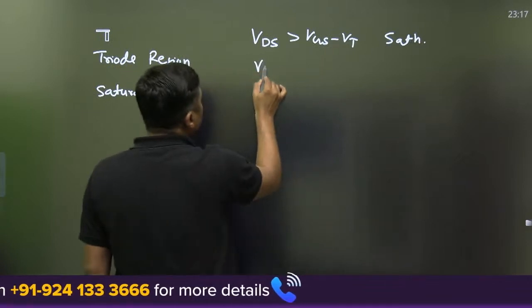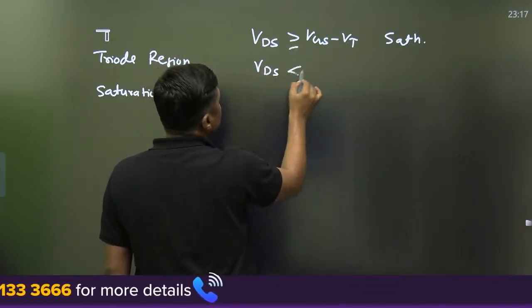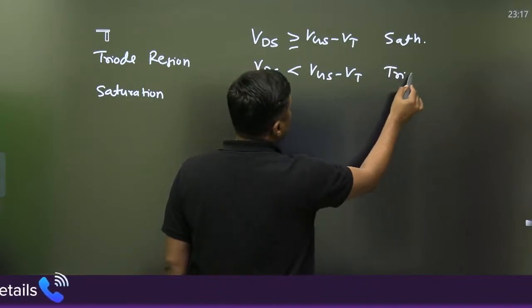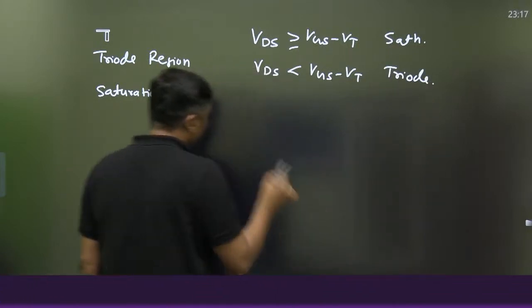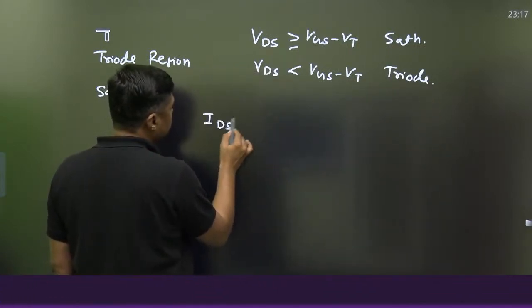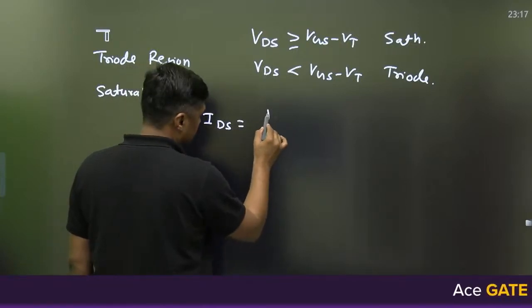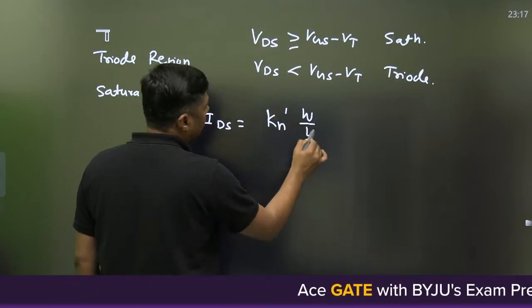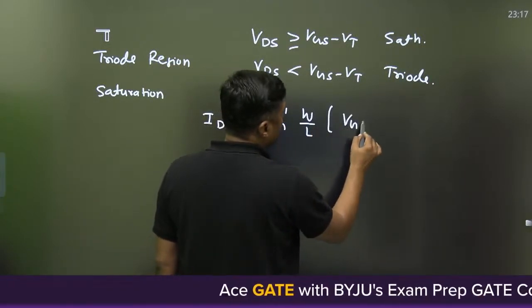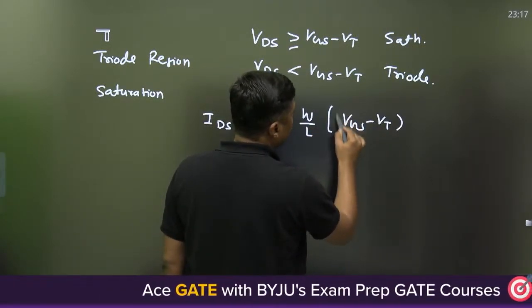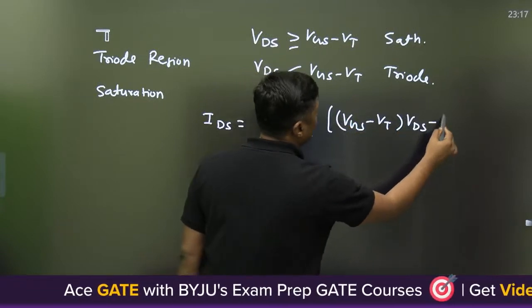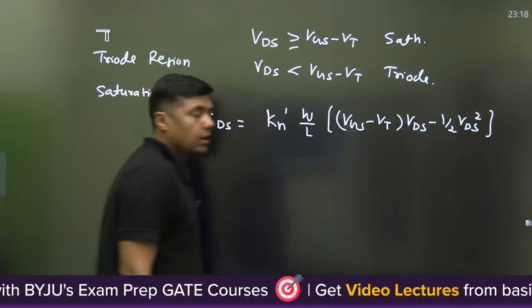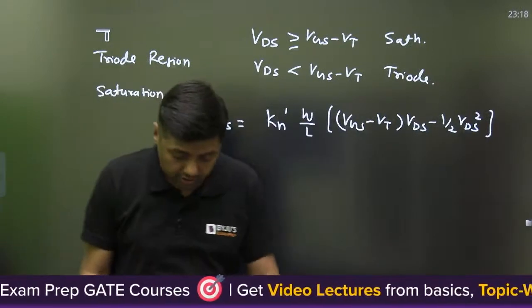And if the VDS is less than VGS minus VT, then guys it is in what? Triode region. And for triode region, what is the IDS? K n' W by L, VGS minus VT into VDS minus half of VDS square. You can use this formula in that case if it is not in saturation.